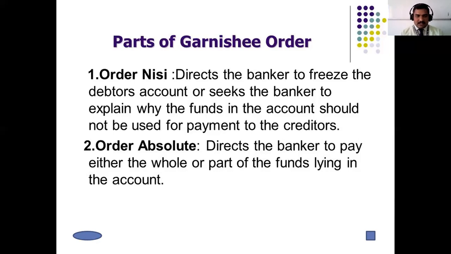So this is the Garnishee order issued by the court to the banker for the bank customer, and these are the two parts of the Garnishee order. If you say parts, it will be correct. These are the two parts of the Garnishee order.